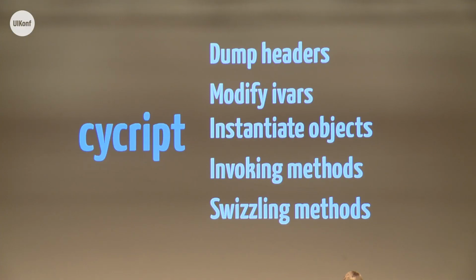The next big thing is Cycript. Cycript is a hybrid of Objective-C and JavaScript. It allows us to manipulate an application at runtime. It can dump headers, the same as we did with class-dump-z, but at runtime. It can modify ivars, instantiate objects, invoke methods, or swizzle methods.